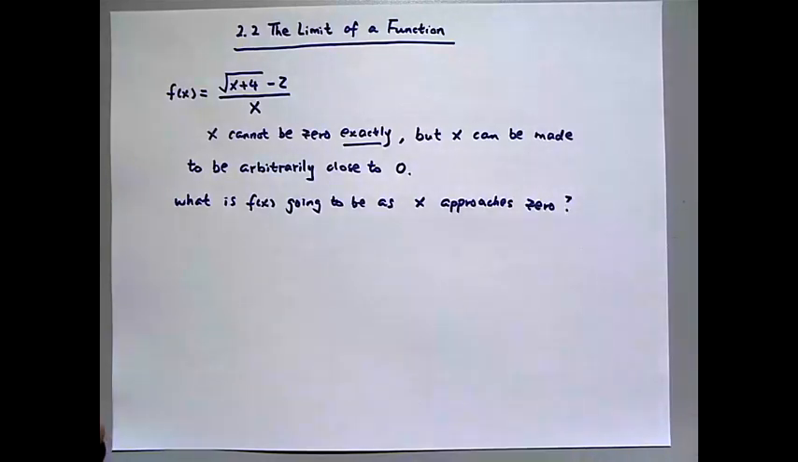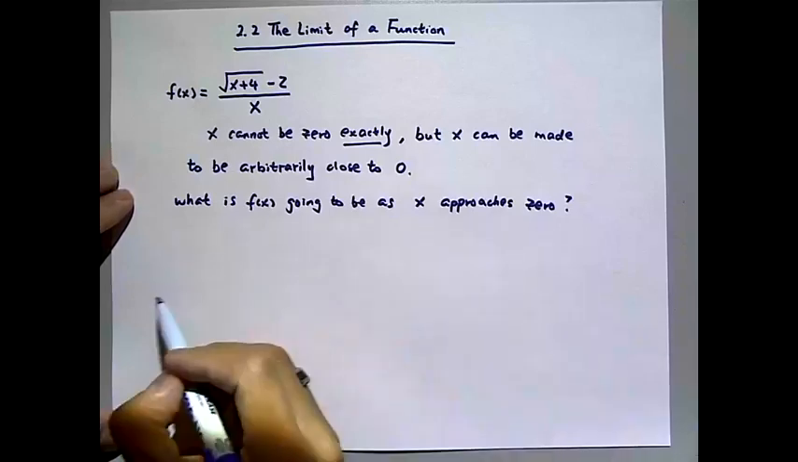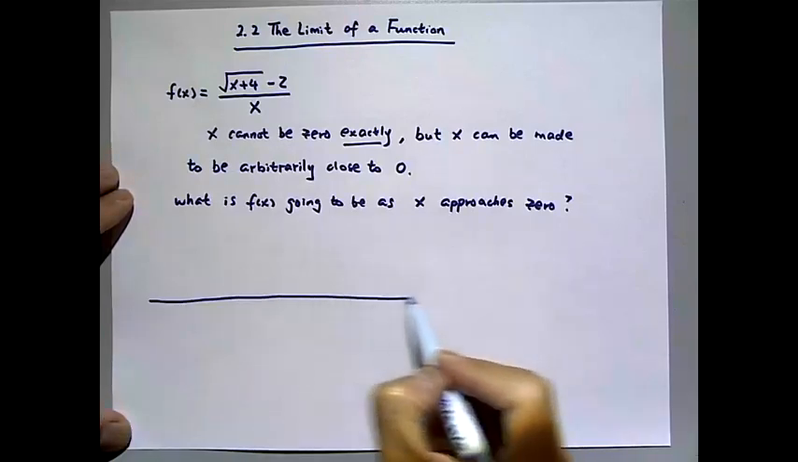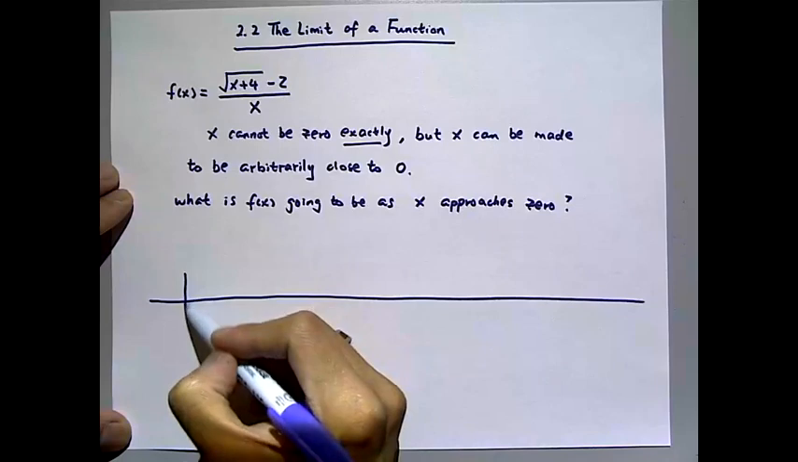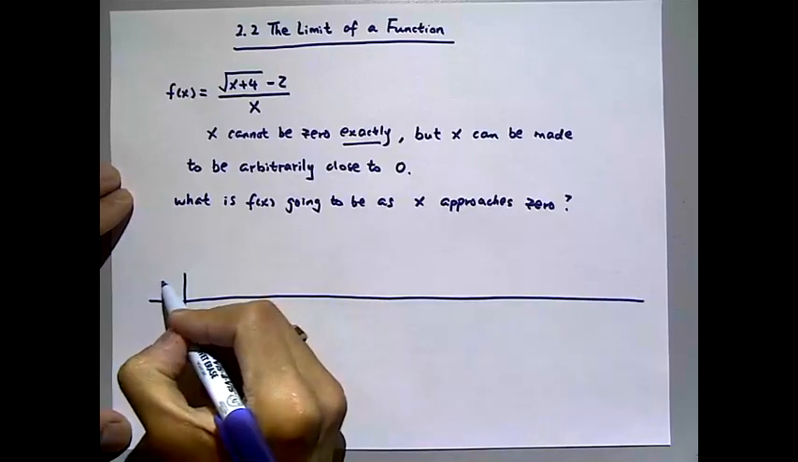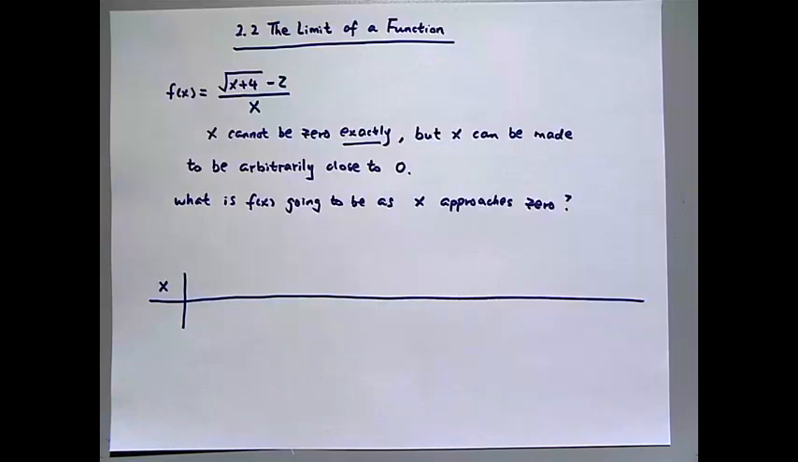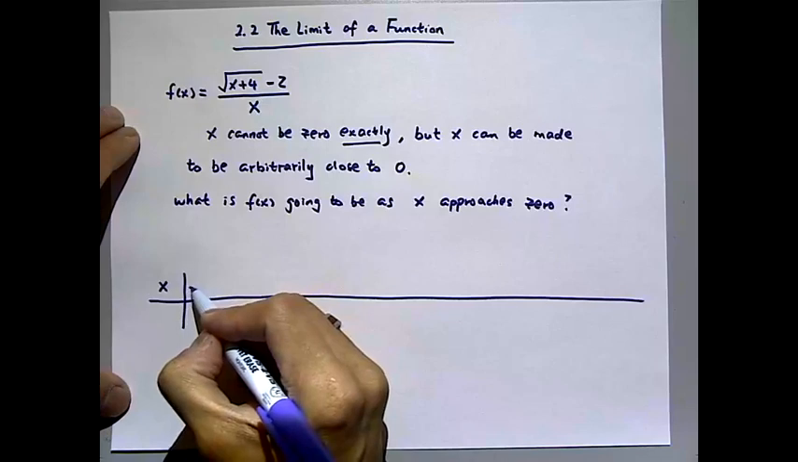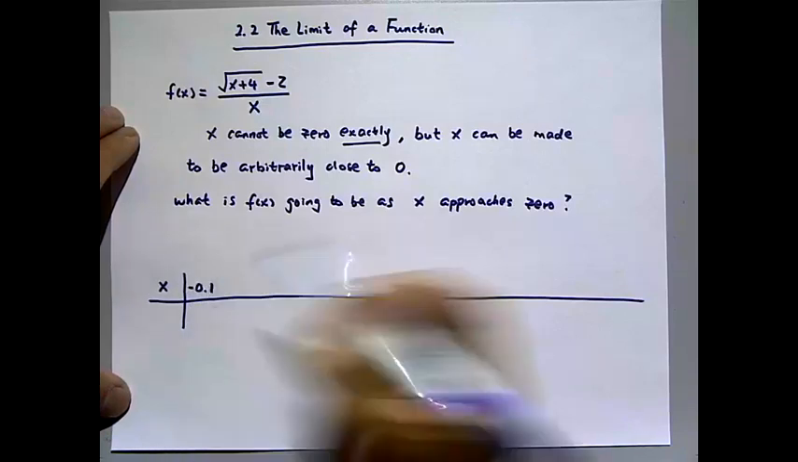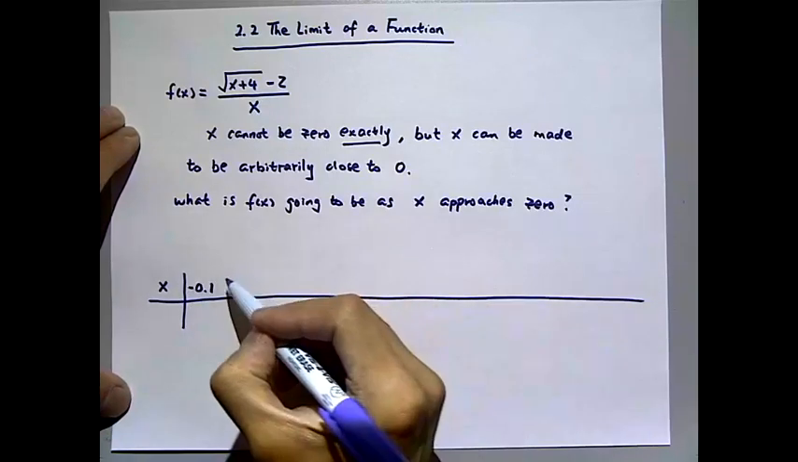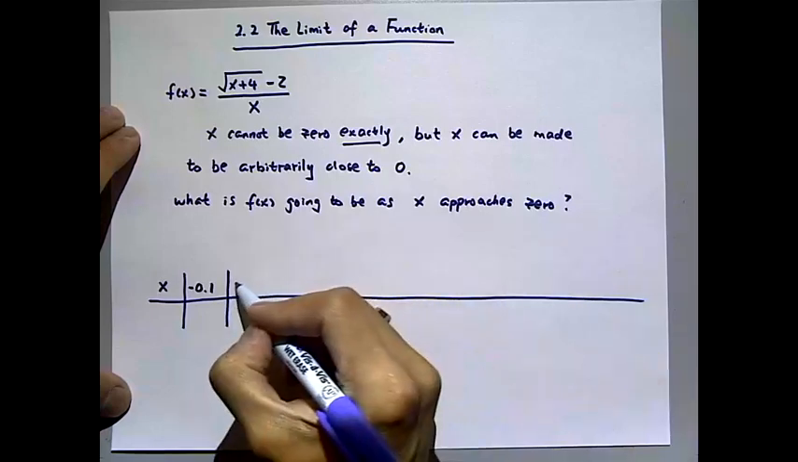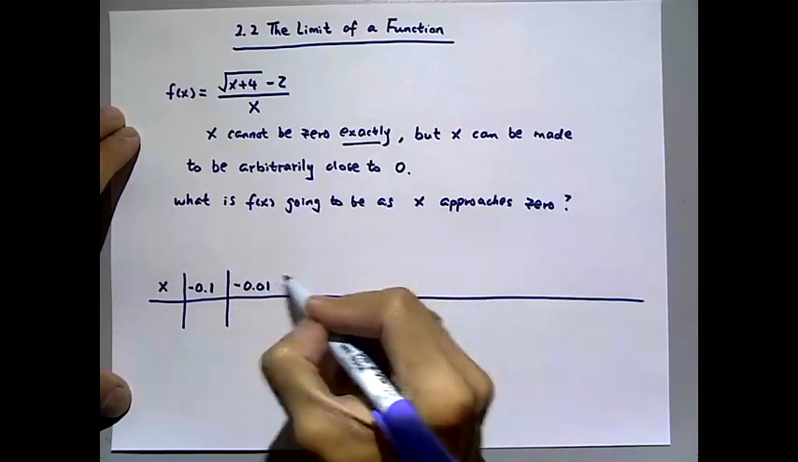And we'll do this in a very simple way. Let's make a big table here. On the top row, I'm going to collect a few values of x that are close to 0. And I want to approach 0 from either end of it. So I'm going to start with x equal to negative 0.1. That's pretty close to 0, but we can get closer. And I'll keep going, getting closer and closer to 0, first from the left side.